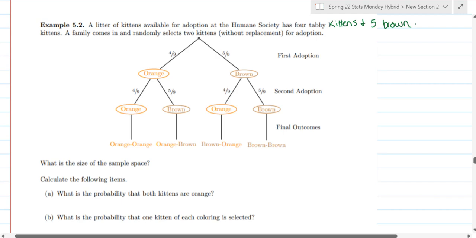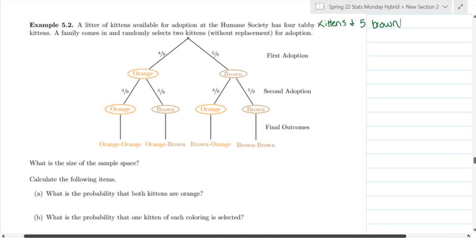Okay, a family comes in and randomly selects 2 kittens without replacement for adoption because I'm going to pick a cat. I'm not going to pick the same cat twice because I want 2 cats. Okay, so this is without replacement. So slightly different here. Okay, so you could get an orange cat and then an orange cat. You could do orange and then brown. You could do brown and then orange, or you could do brown and then brown for our cats. Okay, there are 4 orange cats and there are 5 brown cats.